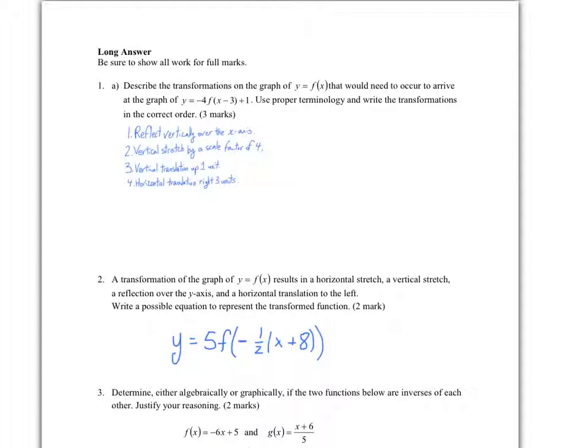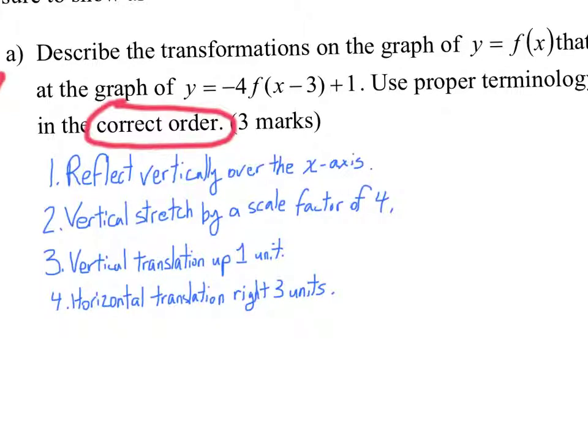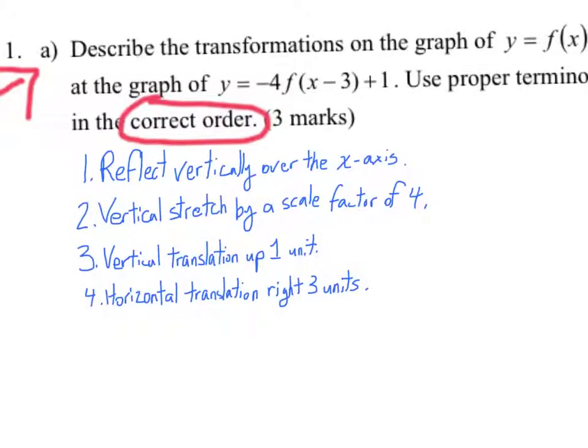The first long answer question is asking you to describe the transformations. There are 4 different transformations, and you have to give them in the correct order in which they take place. The 4 transformations are as follows. We'll zoom in here. We have to reflect vertically over the x-axis. That is given here by the negative sign out front.